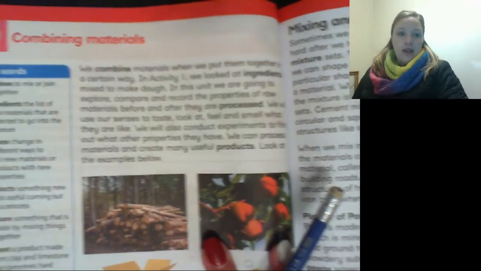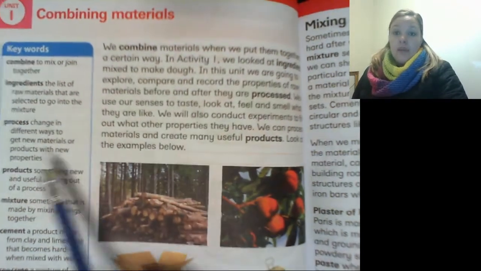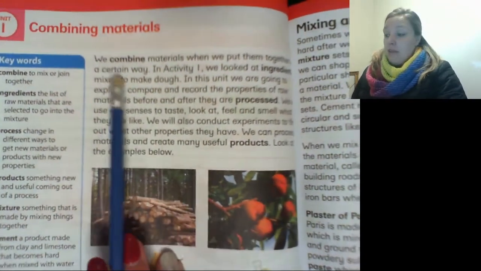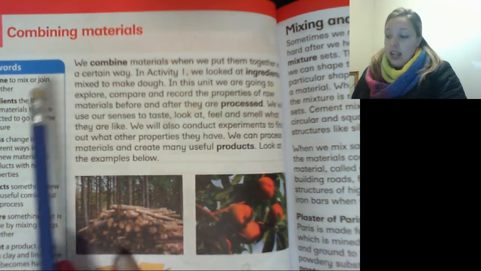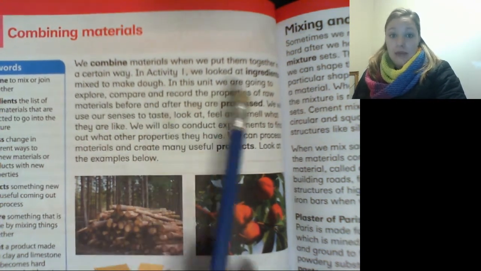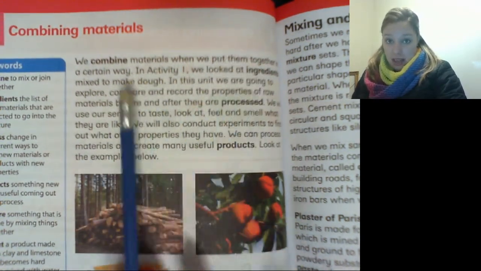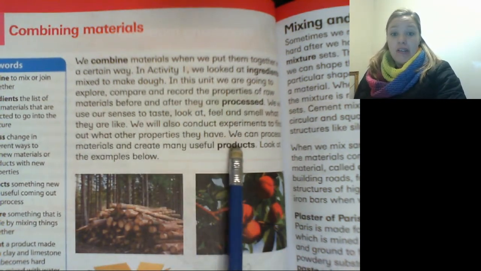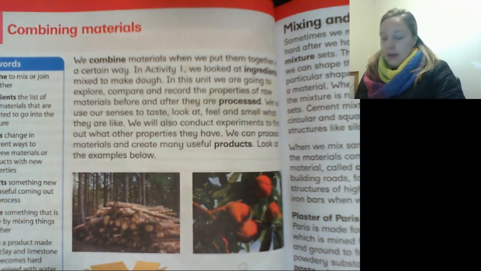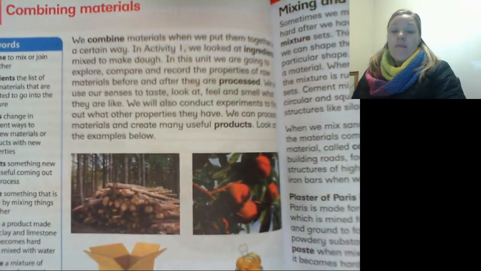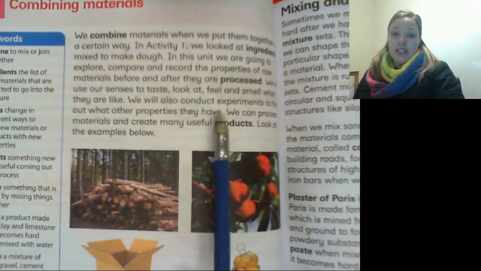Okay, so in our previous activity, we learned that we can combine different materials, the ingredients from our cake, to make a dough. Then we process those materials by putting them into the oven and baking them, and then we got a product that was useful and tasty, hopefully. So there are many other materials that we can combine and process to give us products.